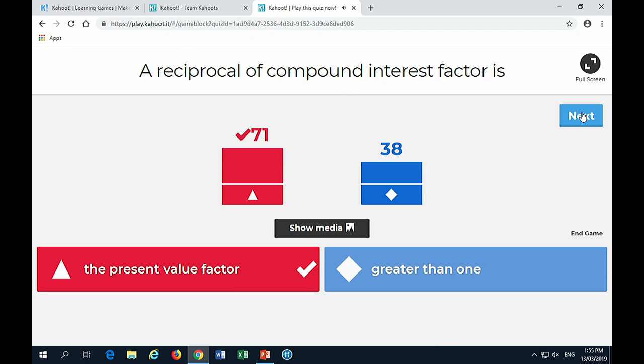So what is a reciprocal? A reciprocal is dividing a number by itself. And in this case, present value is said to be the reciprocal of future value, and future value is the reciprocal of present value. So in this case, the reciprocal of the compound interest factor is 1 divided by the future value interest factor. And in this case, it would give you the present value.